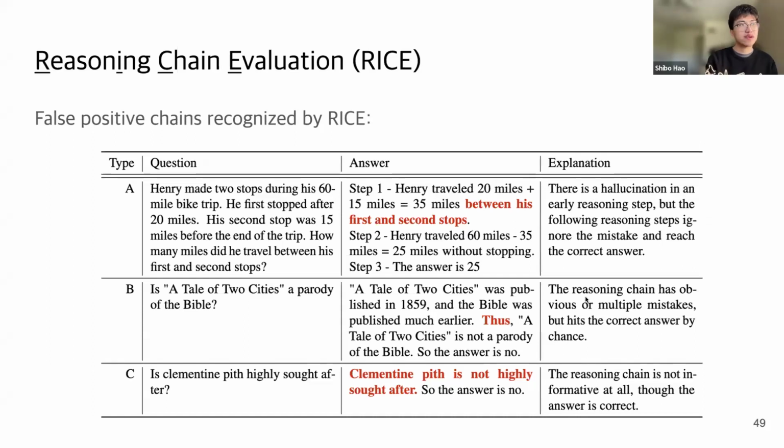This is especially significant when the answer space is small. For example, in this question, it's just a binary question. The language model needs to answer with yes or no. So even with a random guess, you have a 50% chance to hit a correct answer. And the third type is that the reasoning chain is just not informative at all, though the answer is correct.